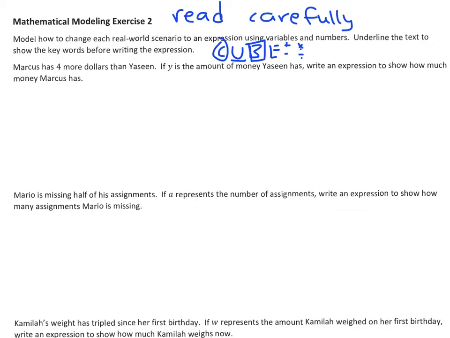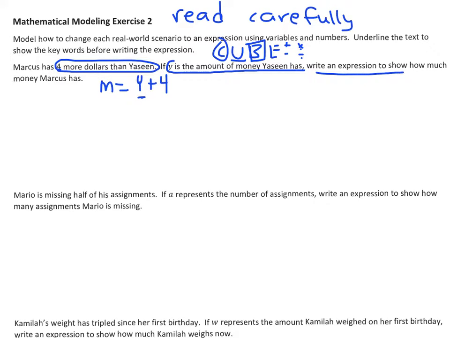So Marcus has $4 more than Yassine. So I'm going to start there. If he has $4 more than Yassine, then Marcus would equal Yassine's money plus 4, right? M equals Y plus 4. If Y is the amount of money Yassine has, write an expression to show how much money Marcus has. Oh, I already did that, right? That was just kind of common sense.